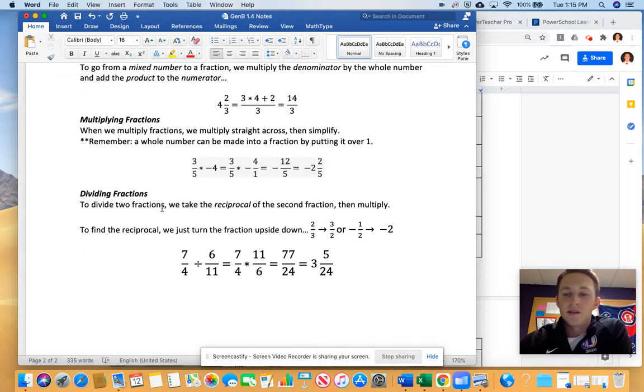Division with fractions is the same thing as multiplication. You just flip the second fraction upside down. So if we have 7 over 4 divided by 6 over 11, we actually have 7 over 4 times, the division turns into a times, and we flip this fraction upside down and then multiply straight across.